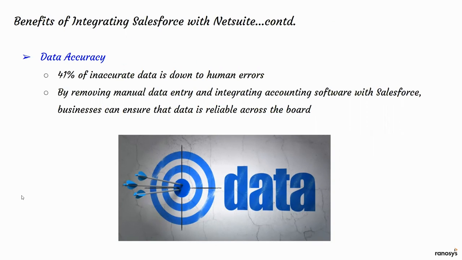According to a report, 41% of inaccurate data is down to human errors, which is not surprising if businesses are still using manual processes. So by removing the manual data entry and integrating accounting software with Salesforce, businesses can ensure that data is reliable across the board.